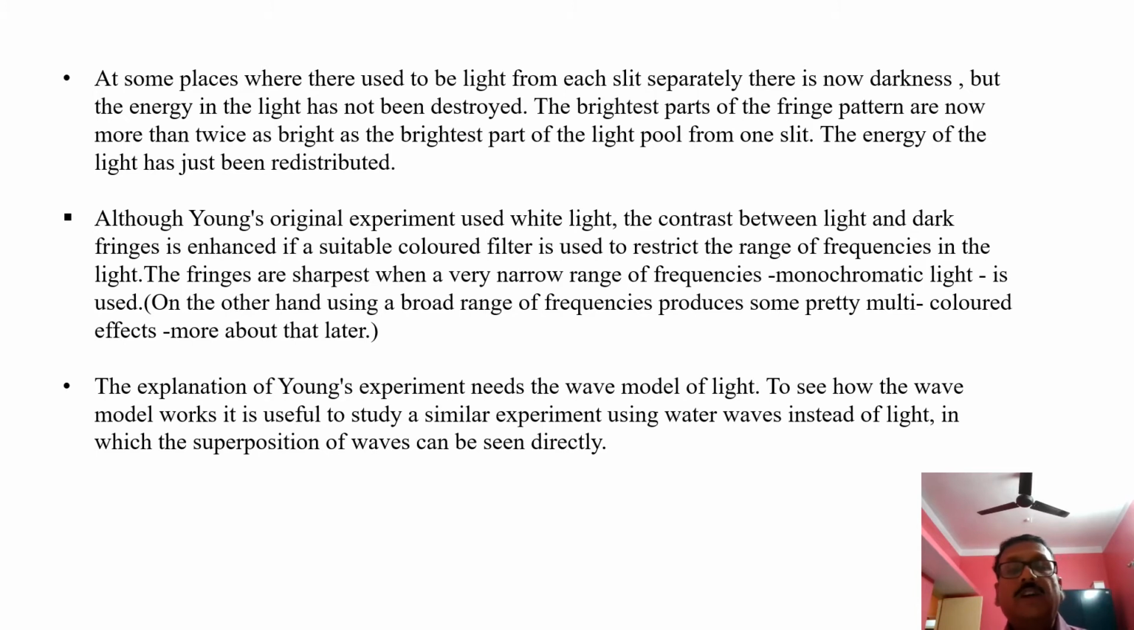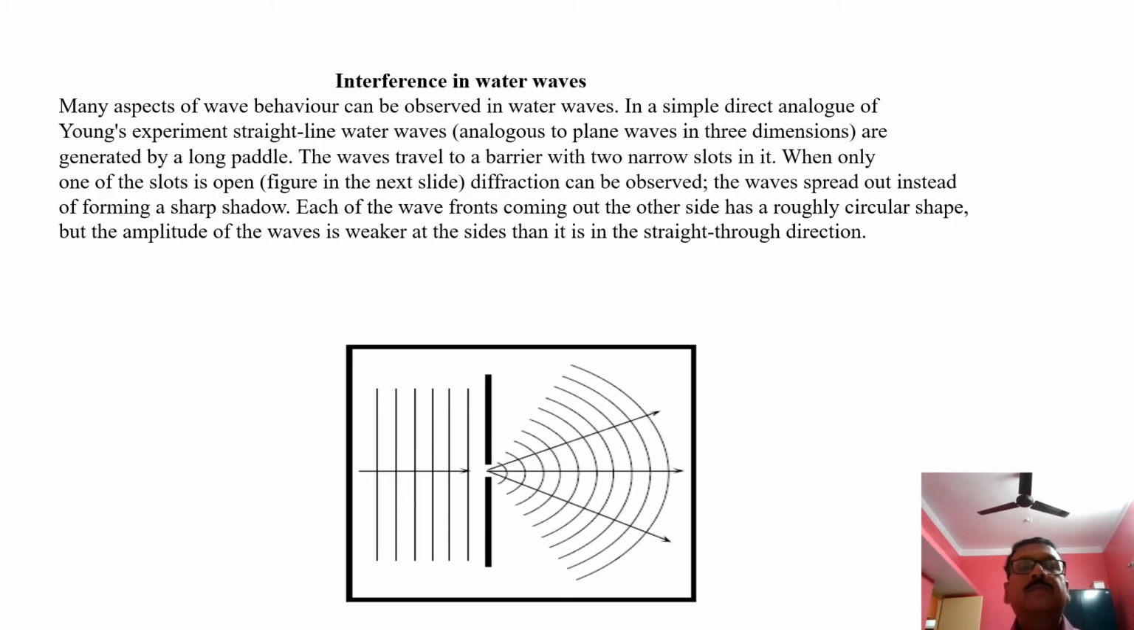The explanation of Young's experiment needs the wave model of light. To see how the wave model works, it is useful to study a similar experiment using water waves instead of light, in which the superposition of waves can be seen directly. Here is a pictorial representation. Many aspects of wave behavior can be observed in water waves.